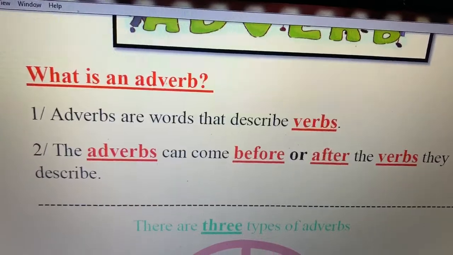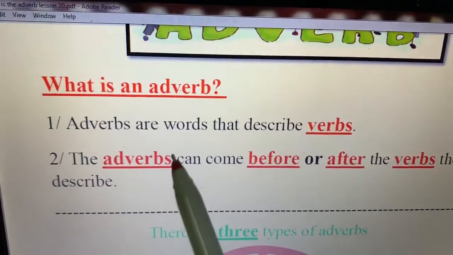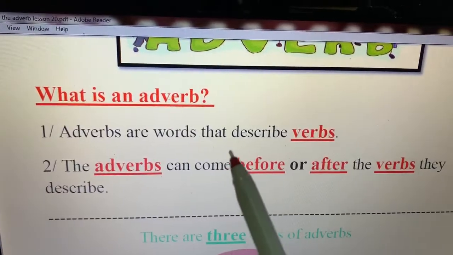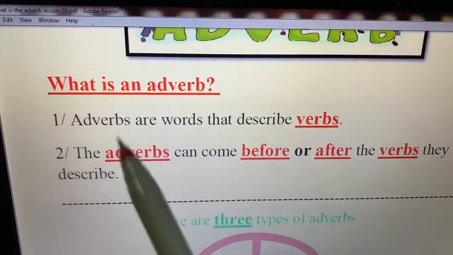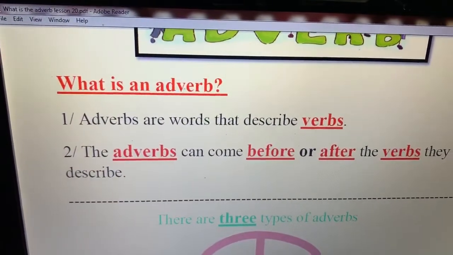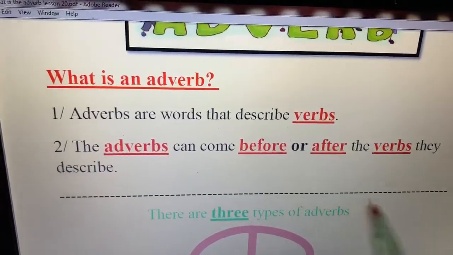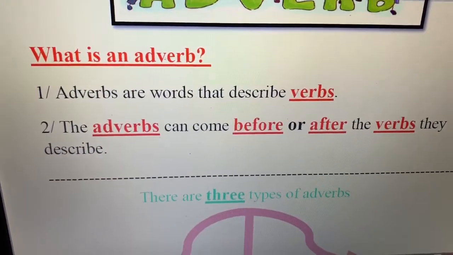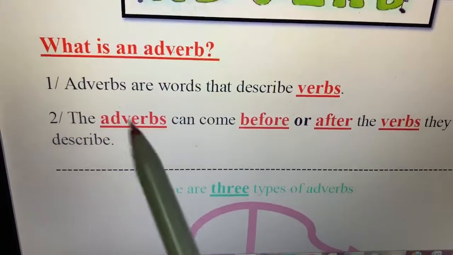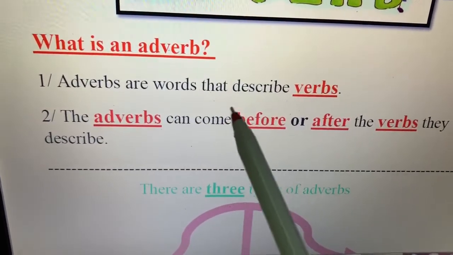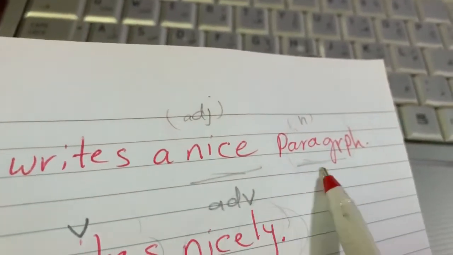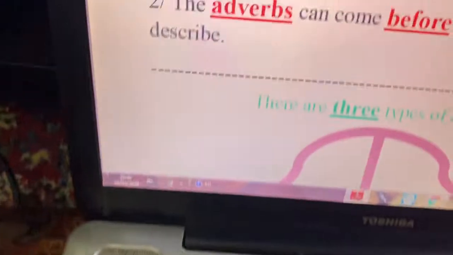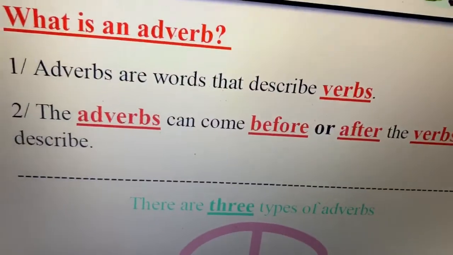What is an adverb? Adverbs are words that describe verbs. Be careful. Adverbs are words that describe verbs. How about adjectives that I told you before? Adjectives are words that describe nouns. Look at point number 2.